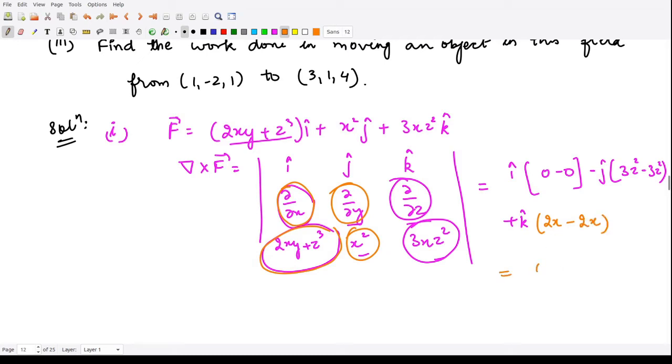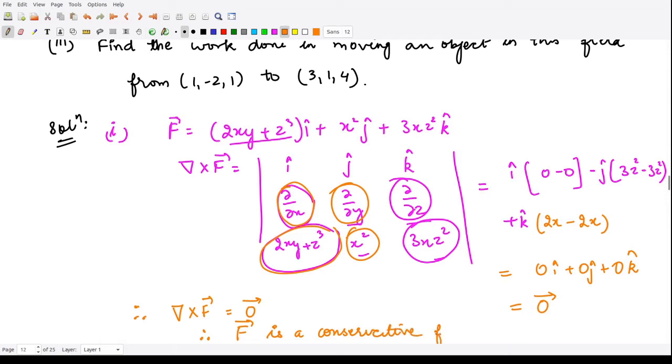So in effect, you have 0 i cap plus 0 j cap plus 0 k cap. This is actually the 0 vector. Therefore your curl of the vector F comes out to be the 0 vector. Therefore you could conclude that vector F is a conservative force field. So this is what we wanted to prove in this first part.